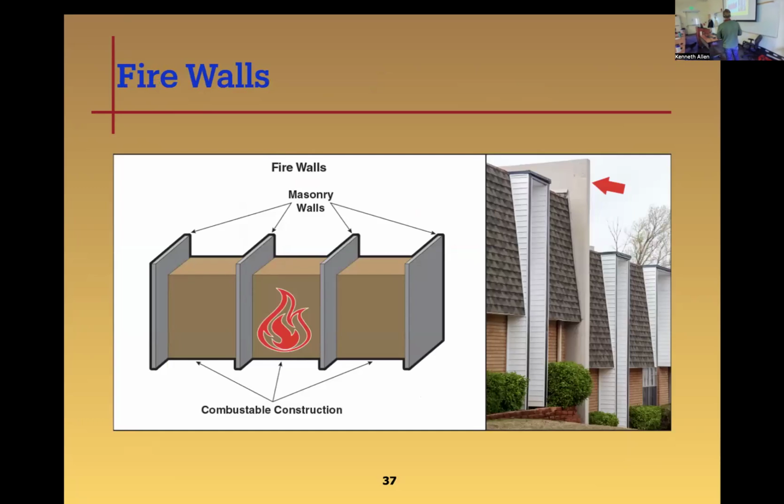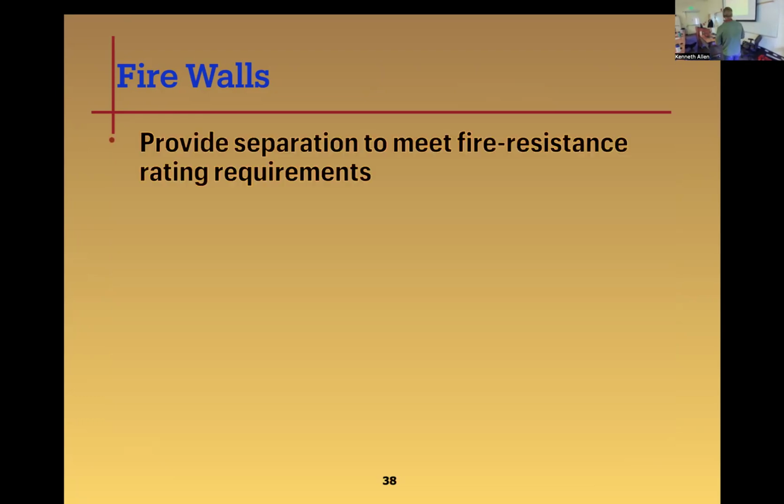Here are some different situations where you're dealing with combustible materials between masonry walls. These can be an issue. We're going to get to these in a minute. These kind of awnings on houses. Is that an awning or a mansard? We'll get to that in a minute.